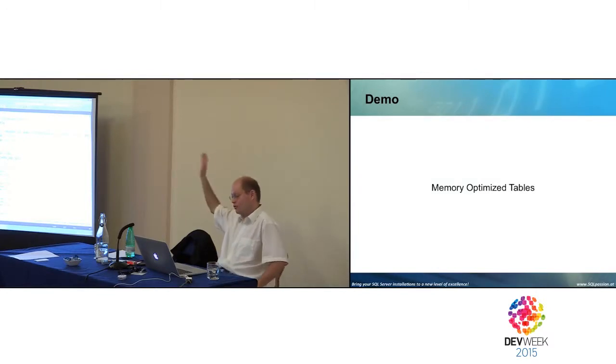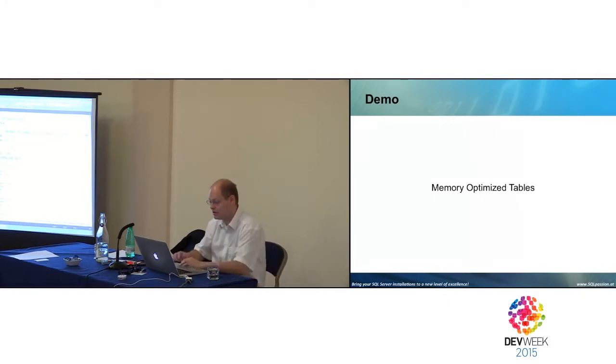Here you have the option for schema and data, which is also the default option, so you don't need to specify it, or schema only. When you create a table with schema only, you lose your data when your SQL Server crashes, when you restart your SQL Server. And you also need a primary key constraint. And in that case, I'm enforcing my primary key constraint with a non-clustered hash index.